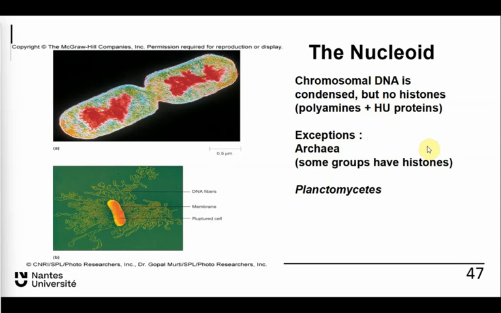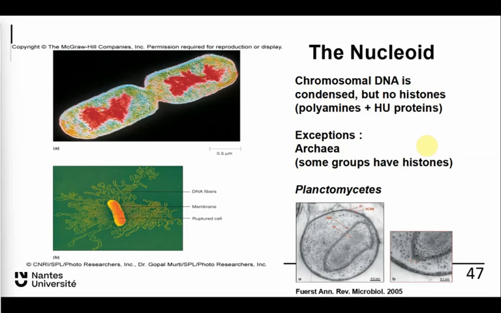Now, there are exceptions. Archaeobacteria have different proteins for condensing DNA, and some of them use proteins similar to histones. And planctomycetes are really strange because some of them have a membrane-bound nucleoid. So this is like a kind of primitive nucleus that seems to be present in some types of bacteria. This is the kind of thing that is not supposed to exist, right? Bacteria don't have a nucleus. But this guy has got something a little bit like that.